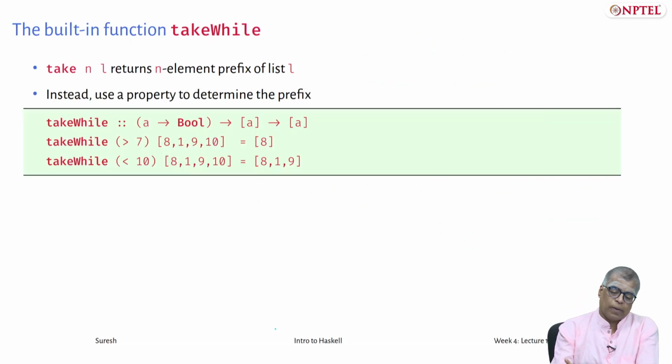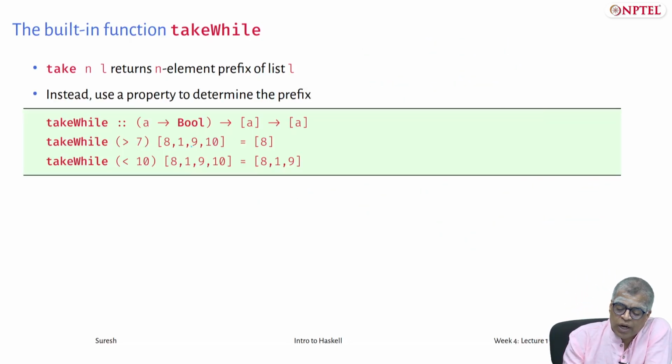So takeWhile of greater than 7 on 8, 1, 9, 10 will be just 8, because the moment you reach 1, it fails to satisfy greater than 7. Okay, 1 is not greater than 7. takeWhile less than 10: 8 is less than 10, 1 is less than 10, 9 is less than 10, but 10 is not less than 10. So that will be 8, 1, 9.